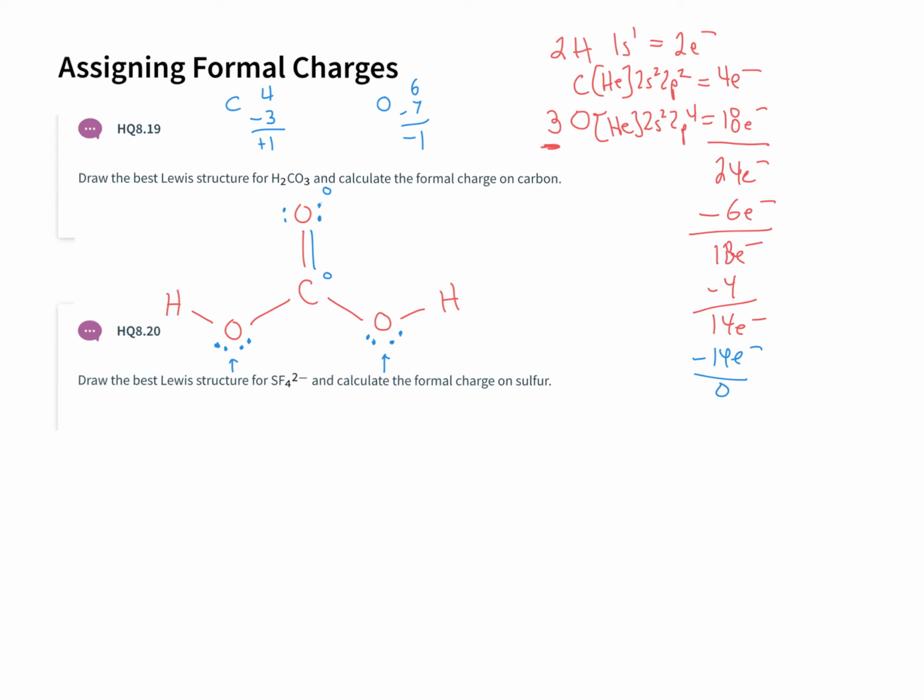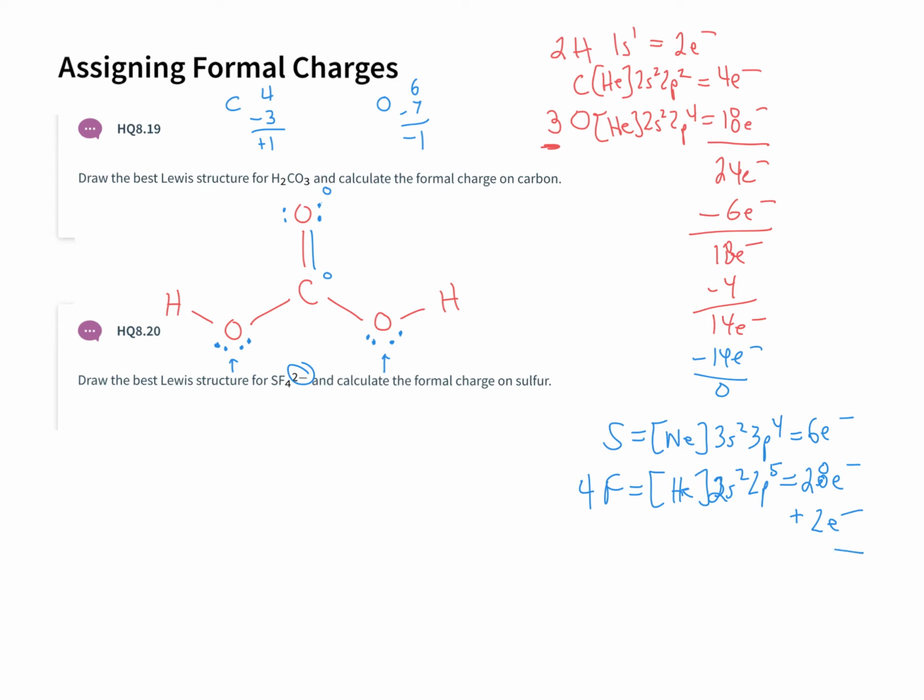For question 20, we've got sulfur tetrafluoride, so let's figure out our valence electrons. We've got sulfur, which is neon 3s2, 3p4 for 6 electrons, and then fluorine, which is helium 2s2, 2p5, so 7 valence electrons. I've got 4 fluorines, 7 valence electrons each. That's 28 valence electrons from fluorine. And I can't forget that negative charge. That negative charge means I'm going to add in 2 more electrons. So that's 36 electrons I need to assign.